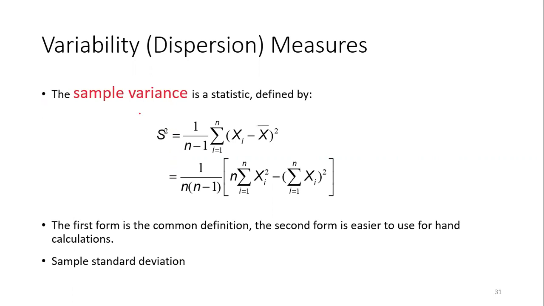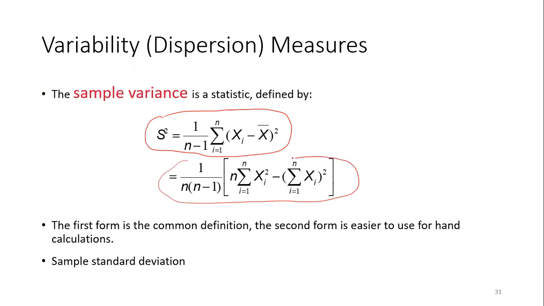Another measure is the sample variance, which is defined as this equation. Another form of the equation is this one. This is easier to calculate if you are calculating by hand, and also easier to calculate in Excel. But this is the definition of the sample variance. Let's look at this definition.